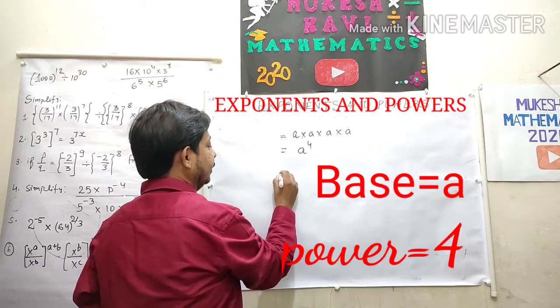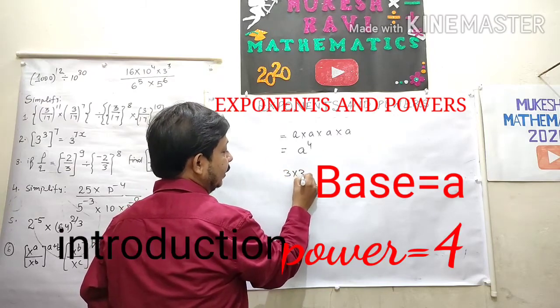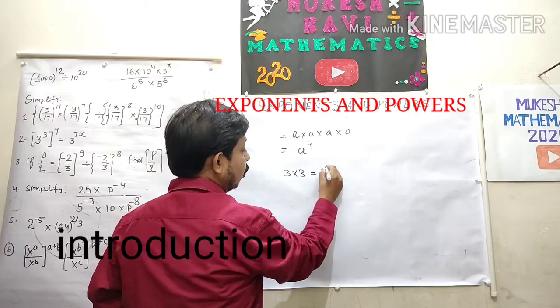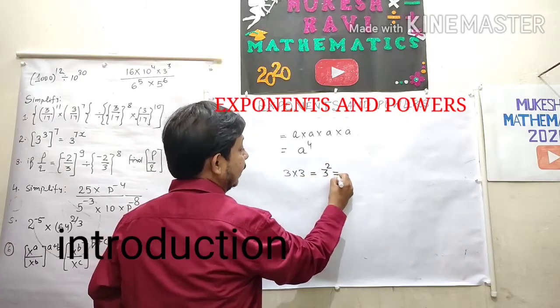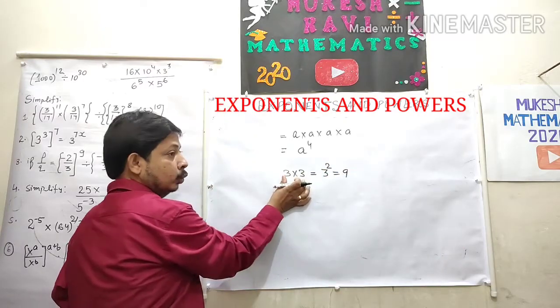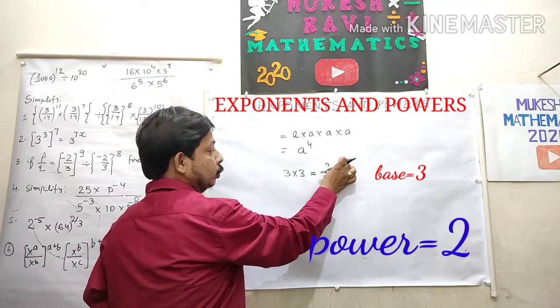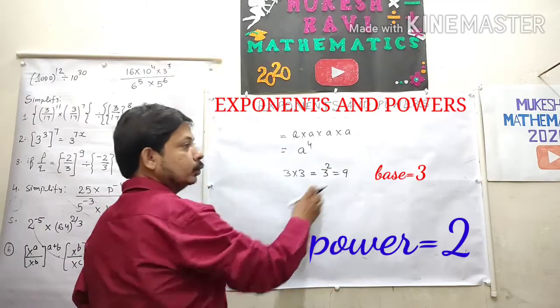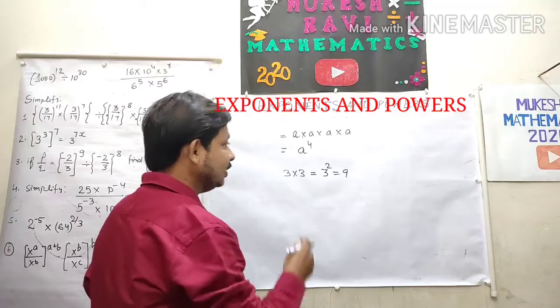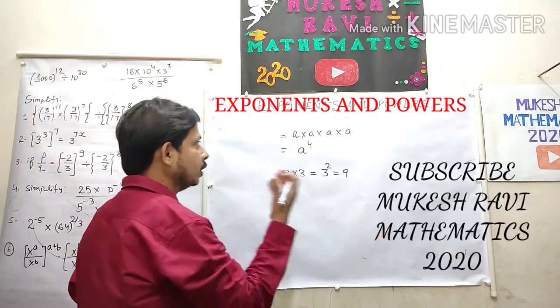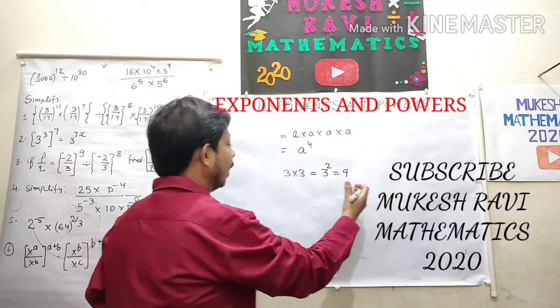If I write 3 into 3, what is the meaning? 3 square, and 3 3s are 9. So 3 occurred 2 times, having power 2, value is equal to 9. So these are the basic terms about the exponent and power.